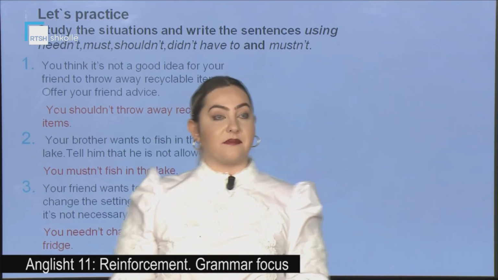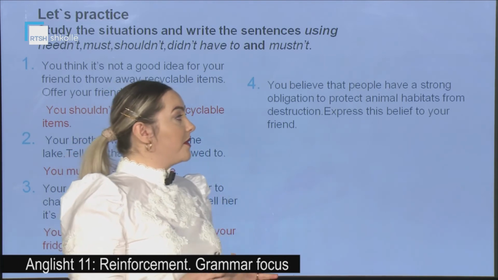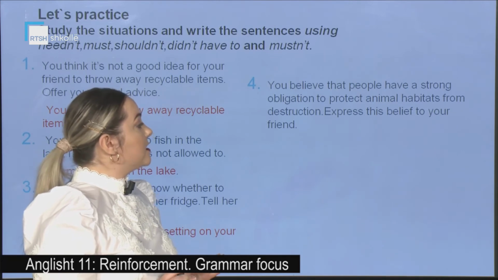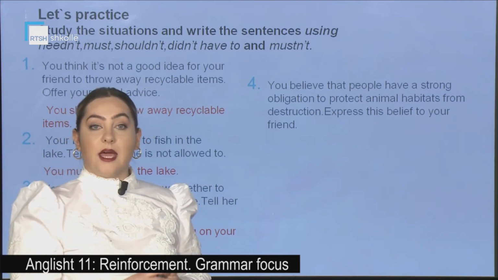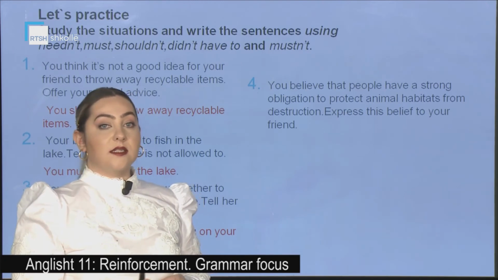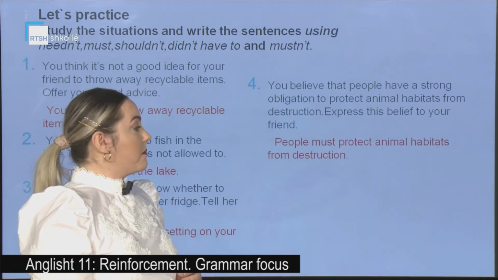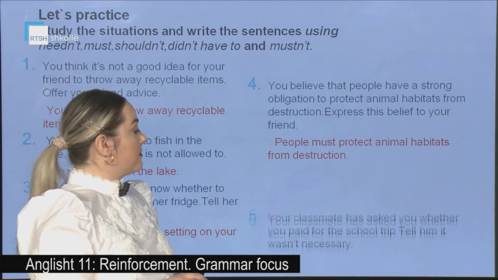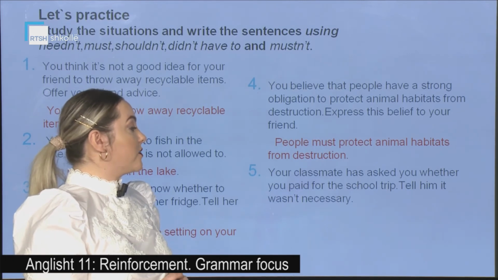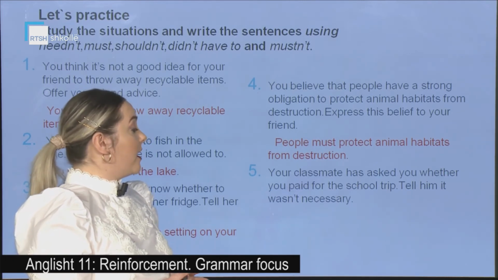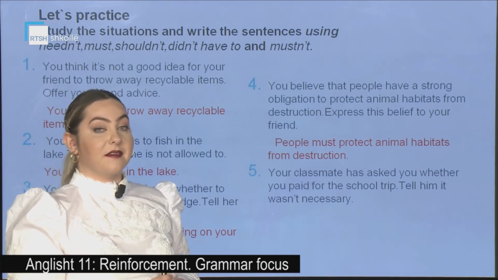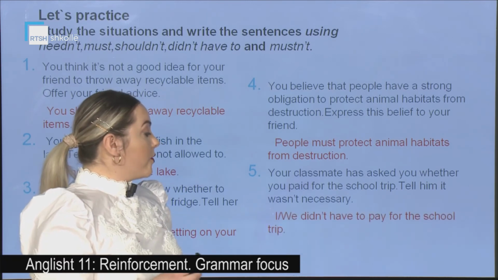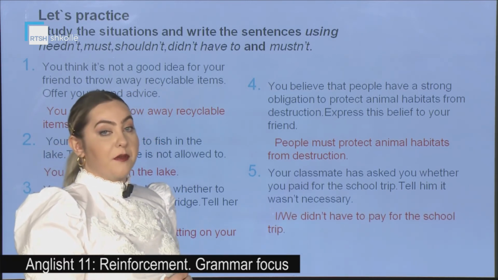The fourth one. You believe that people have a strong obligation to protect animal habitats from destruction. Express this belief to your friend. Can you answer? Let's see together. People must protect animal habitats from destruction. The fifth one. Your classmate has asked you whether you paid for the school trip. Tell him it wasn't necessary. Can you? Let's see the correct answer. I didn't have to pay for the school trip.